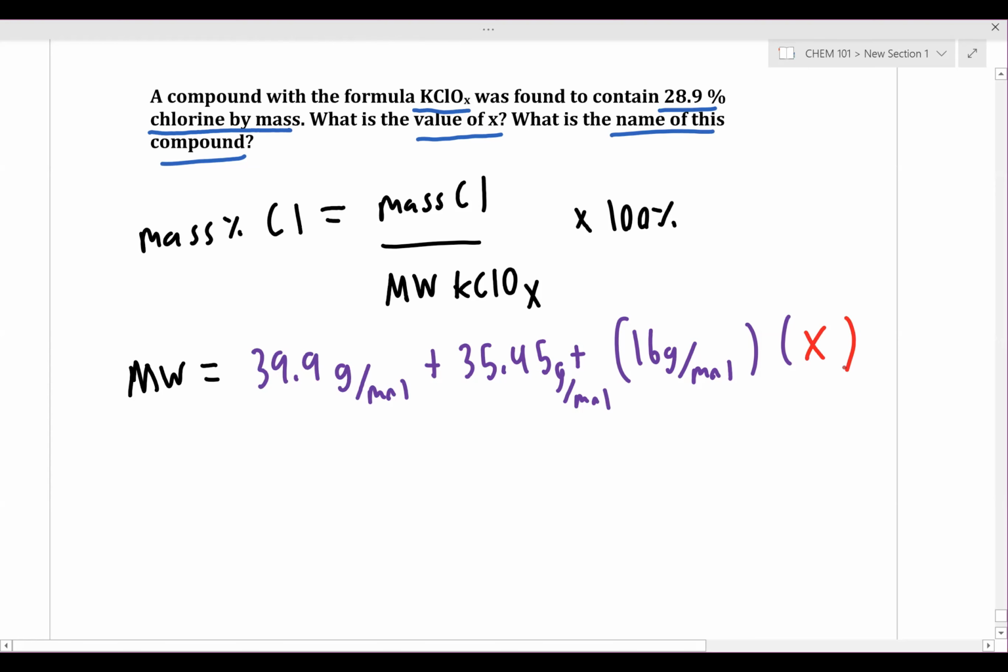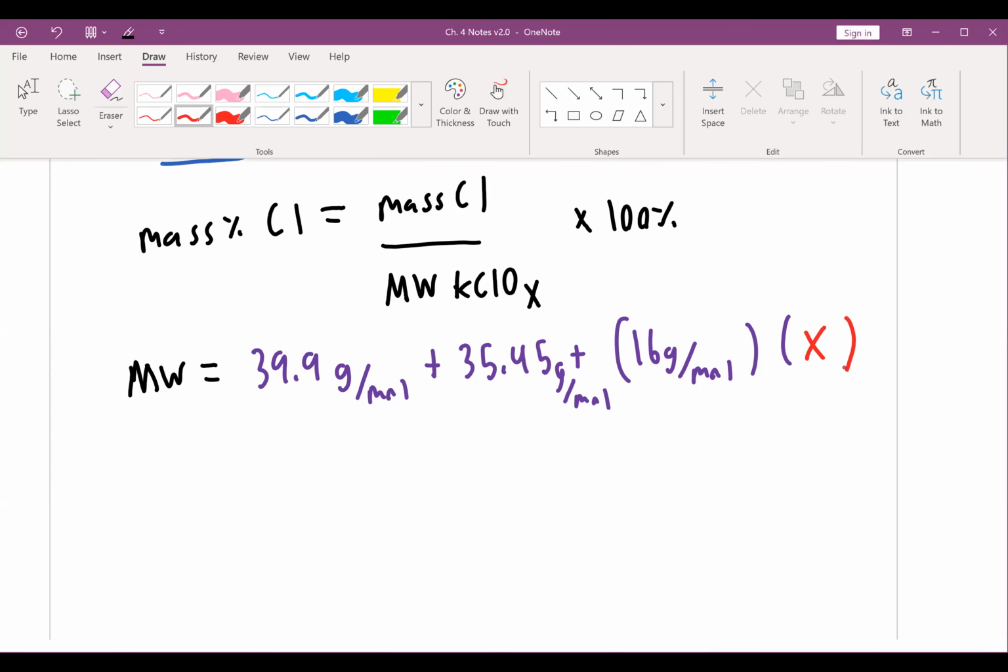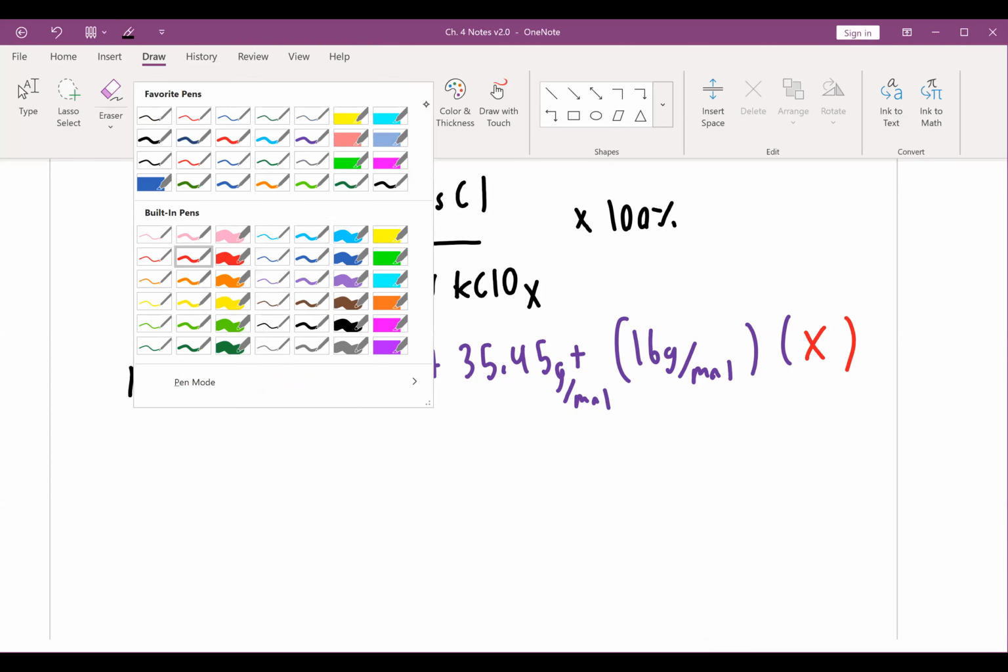We're now going to plug in this expression for molar mass into this mass percent equation, and we're going to solve it. That's one way of doing it. If you don't want to solve it, you can literally play the guess and check game, going from 1 to however large until you get a match. So let's now show the algebraic method, because I don't like guess and check if I can help it.